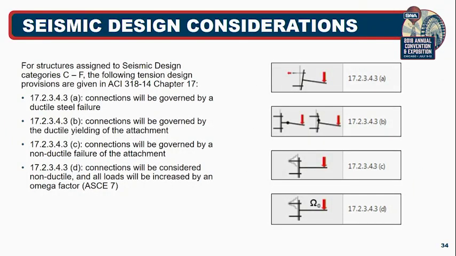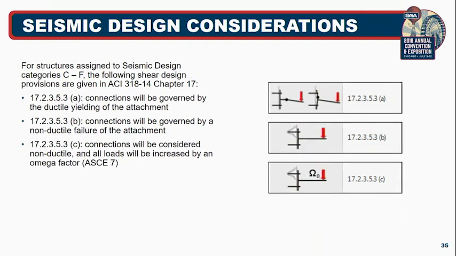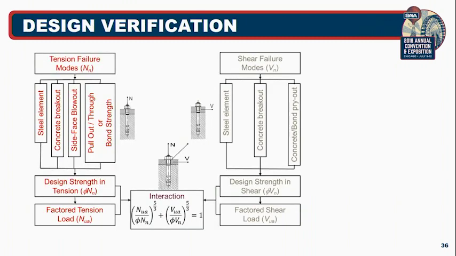Seismic design considerations. If you are doing work in areas that are seismic design categories C through F, there are certain considerations that need to be taken into account for your anchor design, and these are based on whether the connection is going to be a ductile failure of the anchor element, a ductile failure of the actual attachment system. So that needs to be taken into account, and that's also addressed in ACI 318-14, Chapter 17. So, design verification.